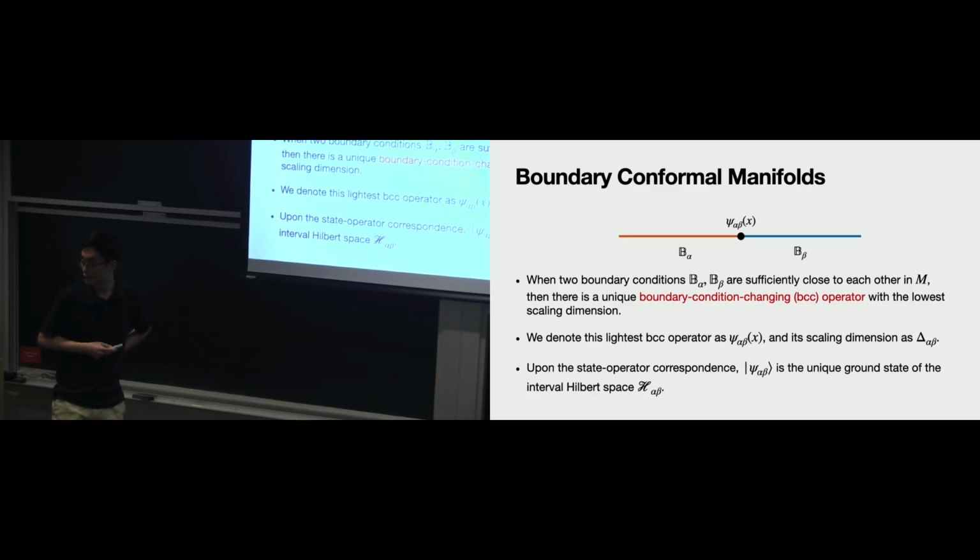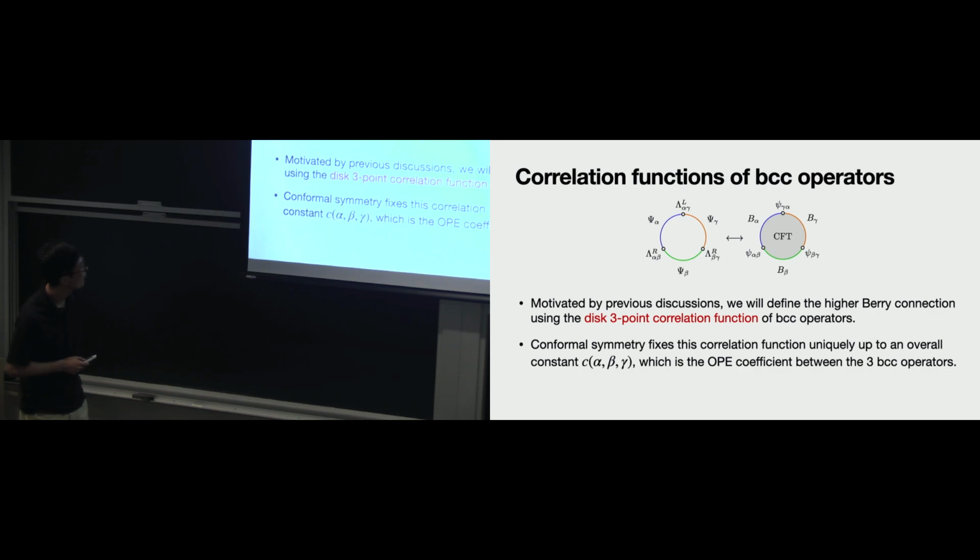So upon the state-operator correspondence, these BCC operators map to states inside the Hilbert space of the CFT with boundary condition B alpha imposed at one end of the interval and B beta at the other end of the interval. And this psi alpha beta will map to the ground state, which we assume to be unique. And motivated by various previous discussions, we're going to try to use the 3-point correlation function of these BCC operators to define higher Berry connection.